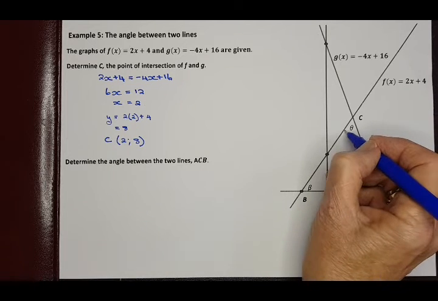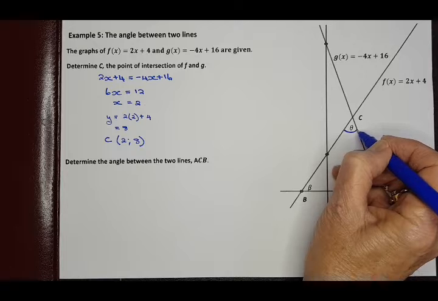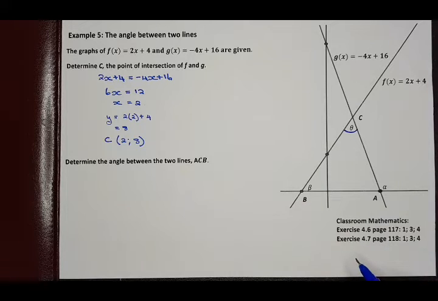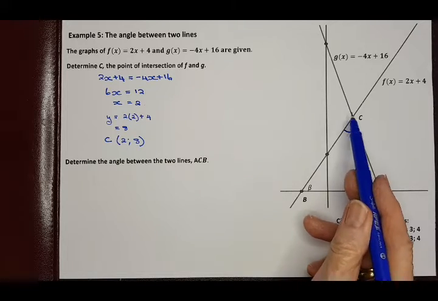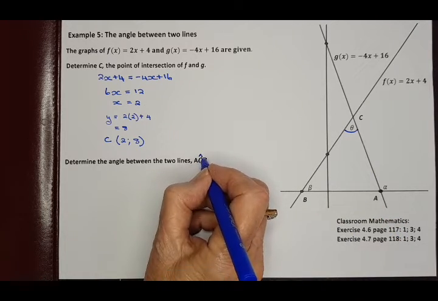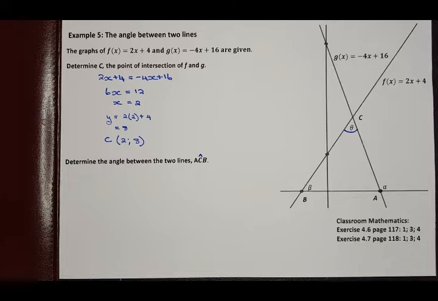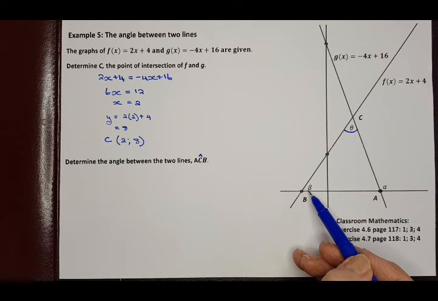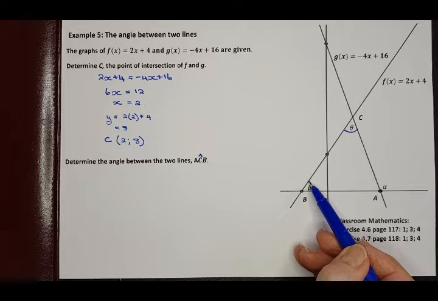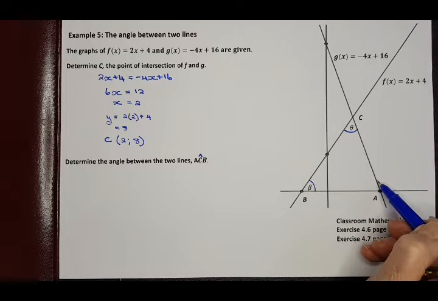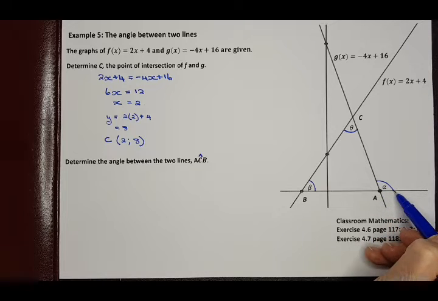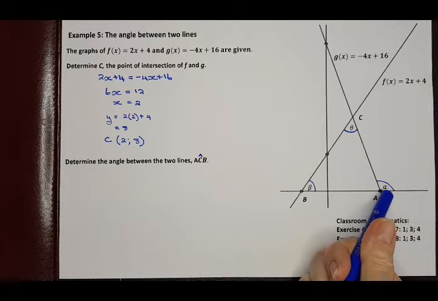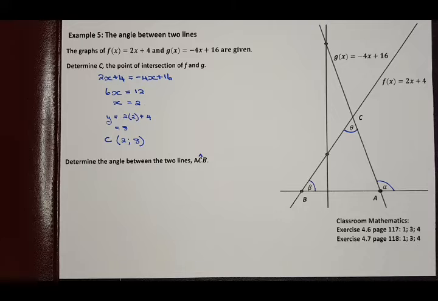Now the question here is, how do we determine the size of that angle over there? Okay, angle ACB. That's the angle that I'm looking for. All right, now let's call the angle of inclination of F beta and the angle of inclination of G alpha. So I can determine the sizes of both alpha and beta by using my angle of inclination.